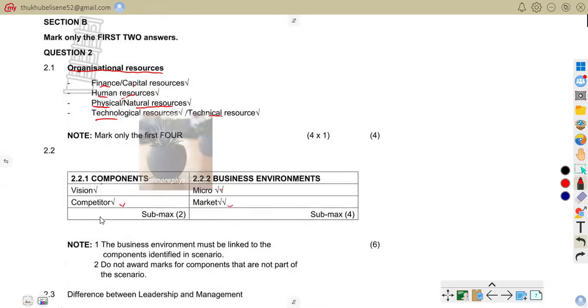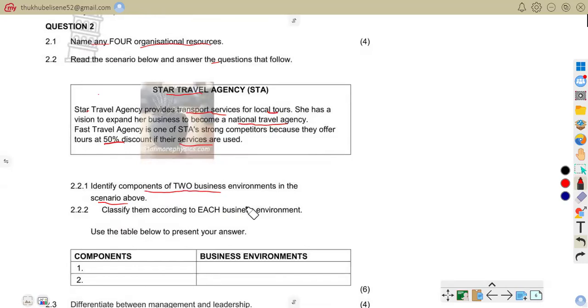Why are we saying a vision? We know very well that vision forms part of the internal environment because it's created and controlled by management. Let us go and see the vision as the component here. It is said Star Travel Agency provides transport services for local tours. She has a vision to expand her business to become a national travel agency. That is why we're saying this is our component in the micro environment. Hope you understand that point.